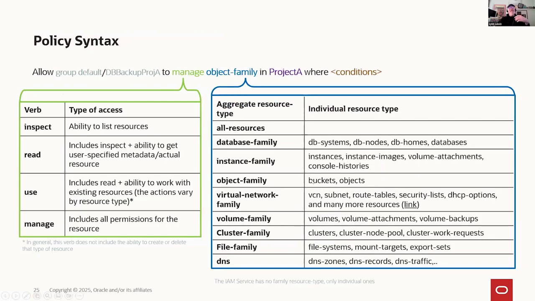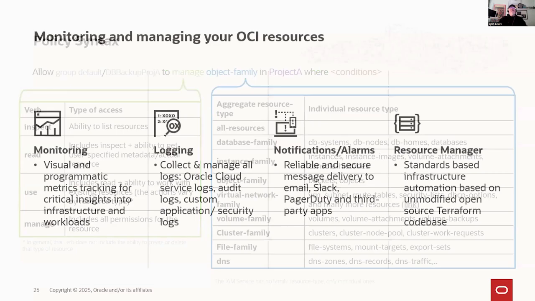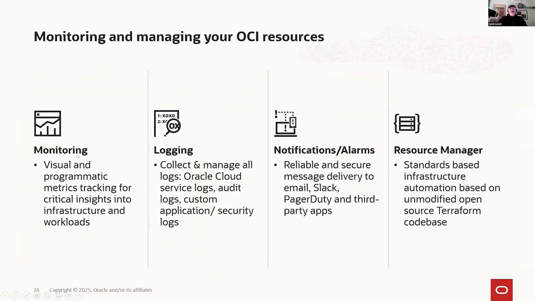But again, this is just a continuation of the discussion of the policy syntax. You have one of four verbs, only four: manage, use, read, and inspect. And then you have all these different ways of slicing and dicing the resource types. So you can have the whole family, or you can have individual bits of the family to put that together. So we want to look at monitoring, logging, notifications, and alarms. And just for grins and giggles, we've included Resource Manager here.